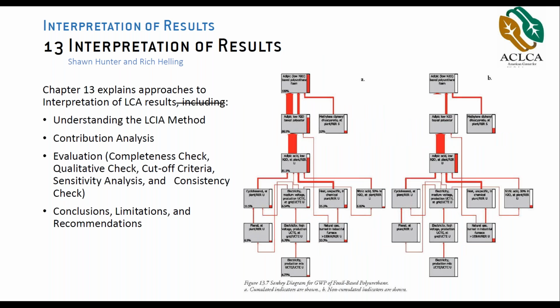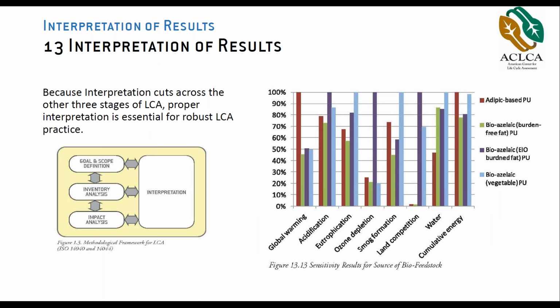So our next chapter was written by Sean Hunter and Rich Howling at Dow. They have a huge amount of experience of trying to explain LCA results to business managers. So I thought what they had to say was very useful. So it's a lot of discussion about contribution analysis, cutoff rules, sensitivity analysis, and how to express conclusions and limitations and recommendations.